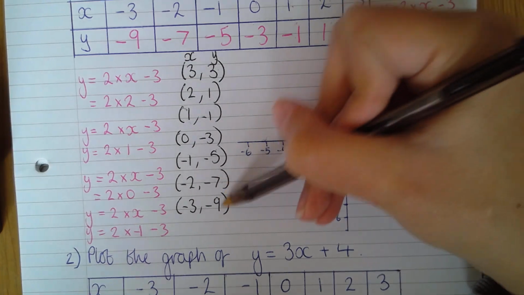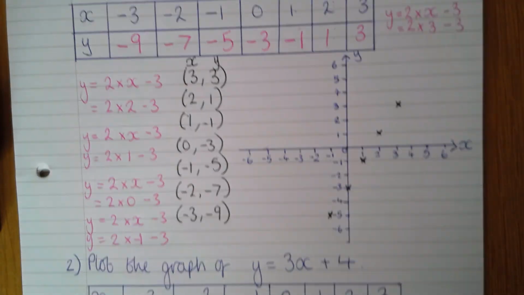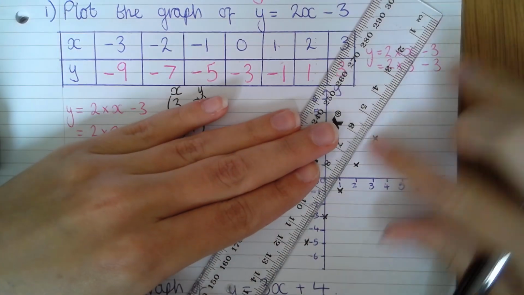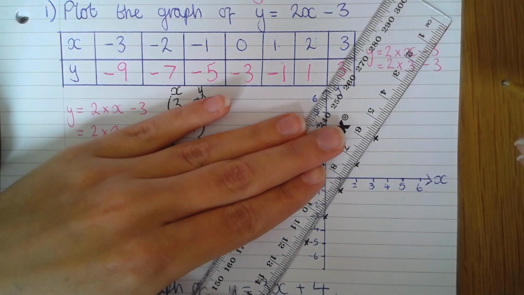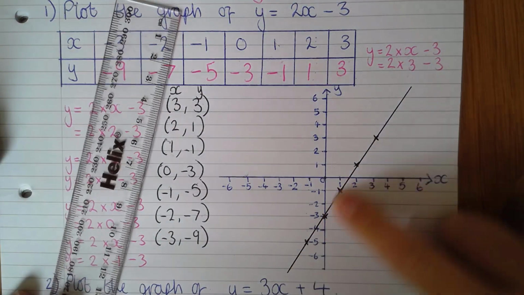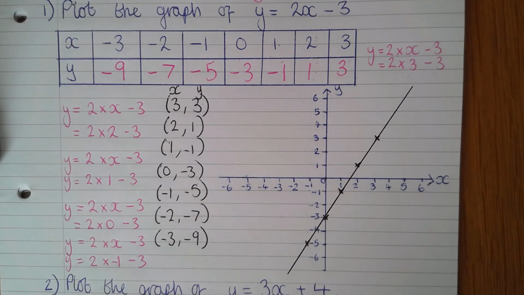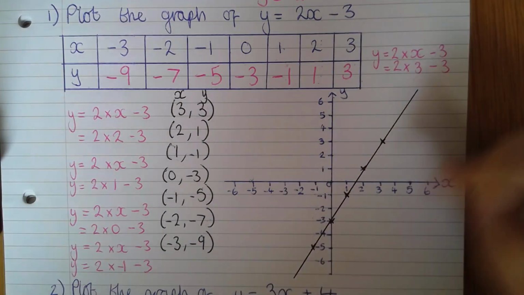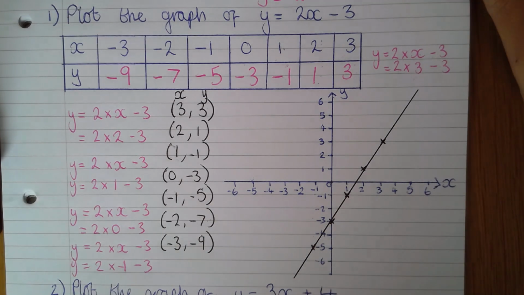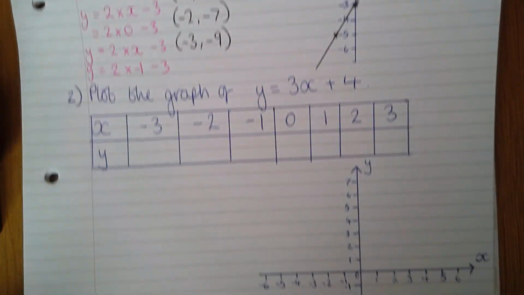And then these won't fit on our graph, but that's okay because we've done the majority of them. So we can just draw, we've got a number of points on here that we can draw our straight line. And like we said at the beginning, you must have a straight line because this equation is in the form of a straight line.